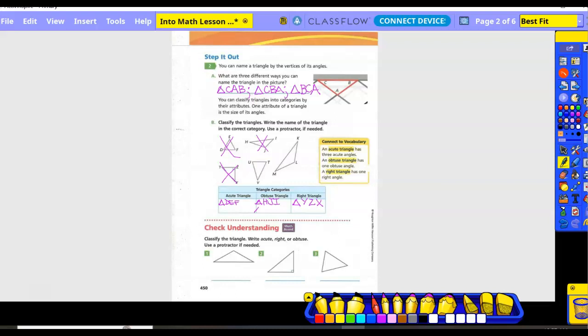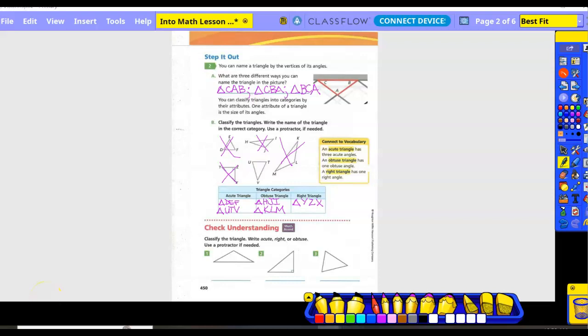KLM. What for sure has to be in the middle? The L, right? Because that is our obtuse angle. What is this last one we have left? Acute. So does it matter what is in the middle? No, because all of them are acute. So triangle UTV, or any other order you'd like.